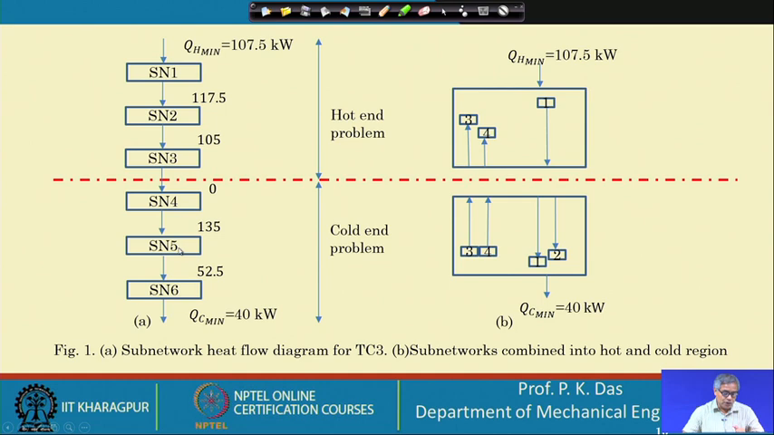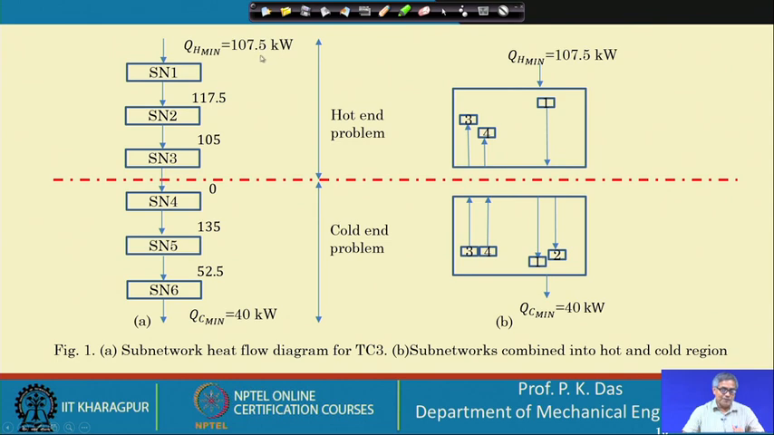Subnetwork 4, subnetwork 5 and subnetwork 6 are below the pinch point. And here from subnetwork 1 energy is coming to subnetwork 2, from subnetwork 2 it is coming to subnetwork 3, but from subnetwork 3 to subnetwork 4, zero energy is flowing. Subnetwork 4 to 5 some amount of energy is coming, subnetwork 5 to subnetwork 6 some amount of energy is coming, and we can see how much energy is coming.